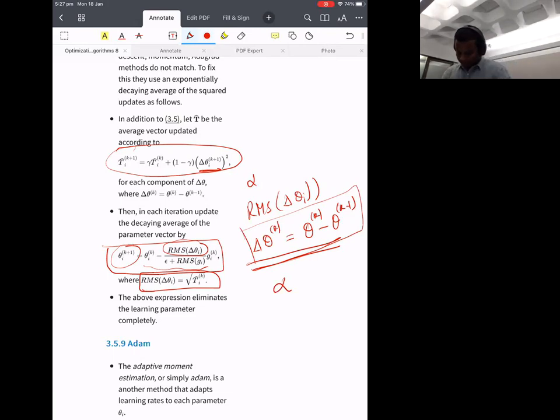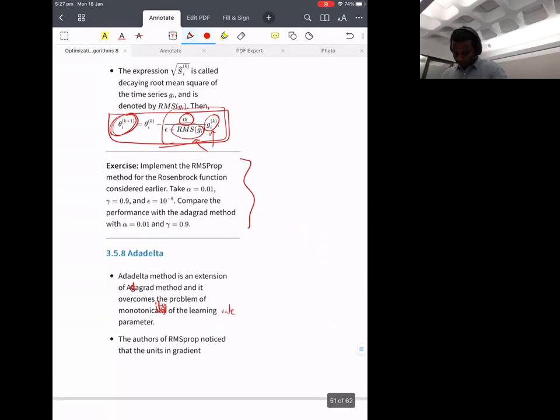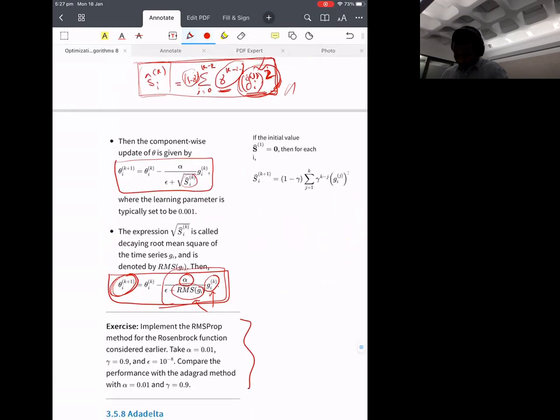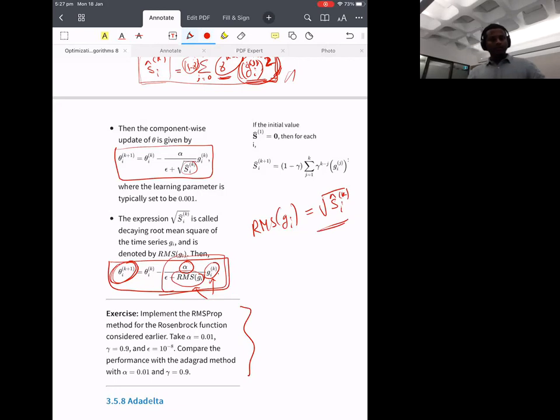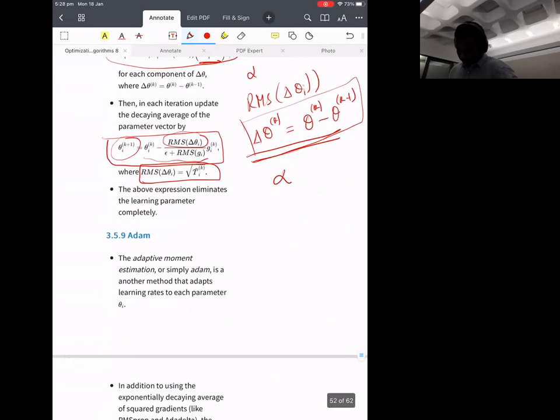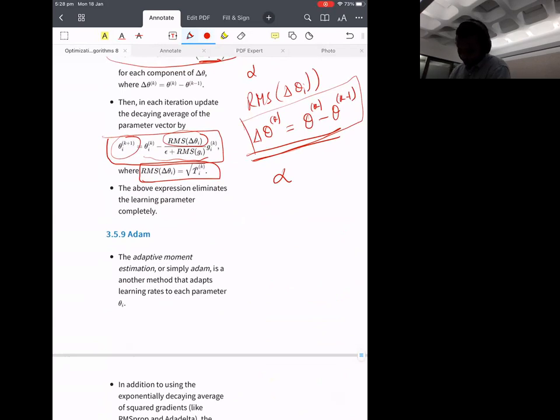There is a question: is RMS of g_i the same as the square root of g_i? Not the square root of g_i. We already defined RMS of g_i. g_i is a time series. RMS is the square root of the square of these terms. So it is essentially S_i hat k. Is that clear? Okay. That's good. So we have an RMS method.